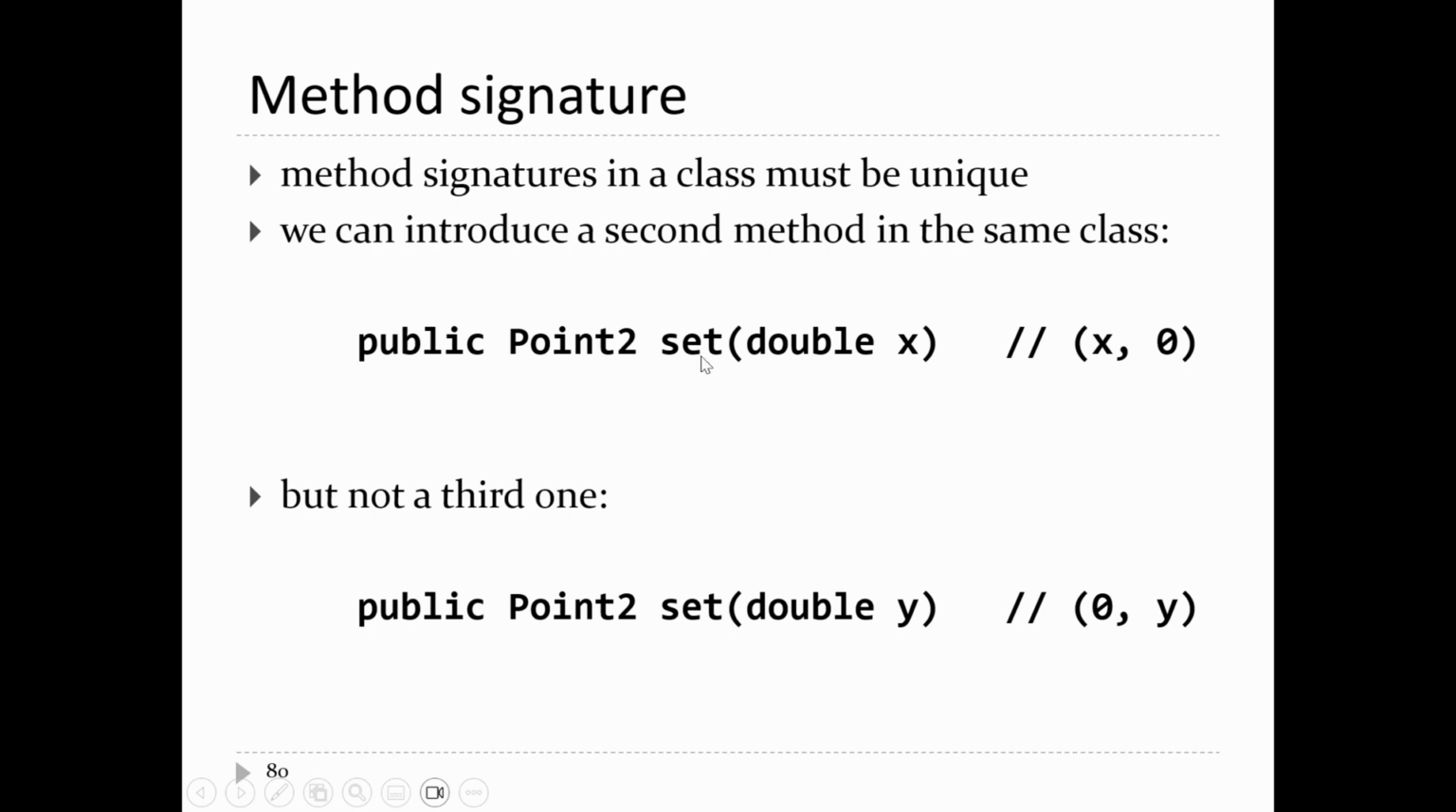The second version of set changes the x coordinate to the new value of x, and it changes the y coordinate to 0. Why you'd want to do this, I don't know. This is just an example. So that would be fine. We could, in fact, add this second version of the method to our class. You can actually try this out in Eclipse.